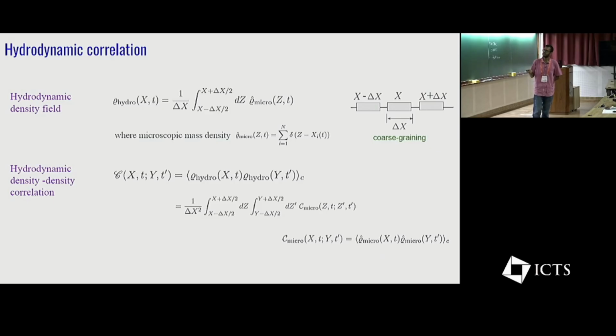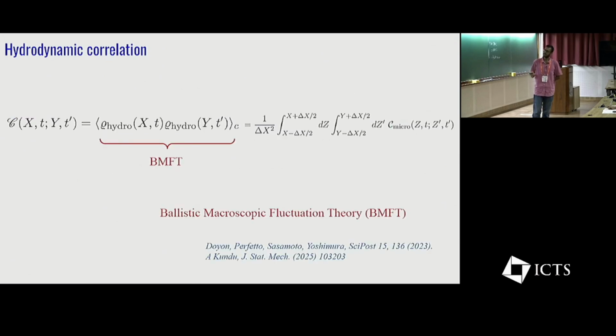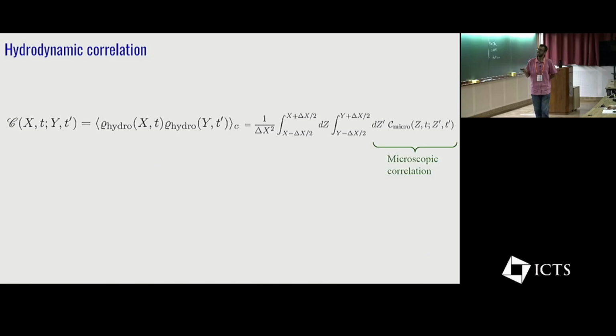In a similar way, if we perform a systematic coarse-graining of the microscopic correlation, we will get the hydrodynamic density correlation. In our work, we obtain this correlation in two different ways. One is using the hydrodynamic field theory, commonly known as the ballistic macroscopic fluctuation theory, that has been developed recently by Doyon, Sasamoto, and others. And also, for our initial condition, we first compute the microscopic correlation and then coarse-grain it to obtain the hydrodynamic correlation. Ultimately, we try to compare the BMFT prediction with this one.